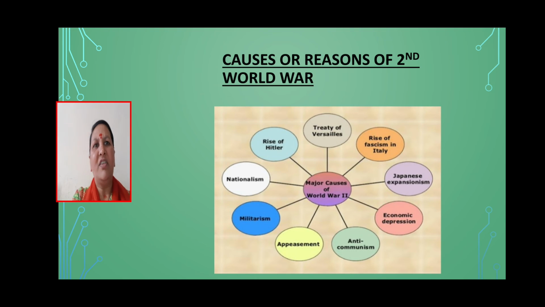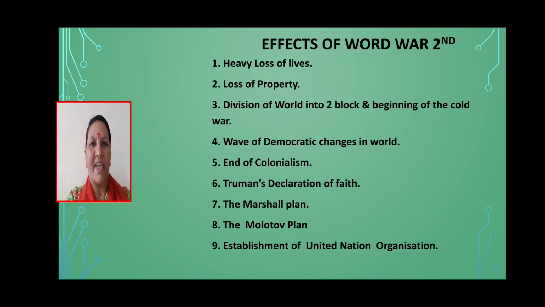So what are the causes or reasons of the Second World War? Most importantly, the Treaty of Versailles, rise of fascism in Italy, Japanese expansionism, economic depression, anti-communism or communism, appeasement, militarism, nationalism, and the rise of Hitler. So these are all the causes of the Second World War.